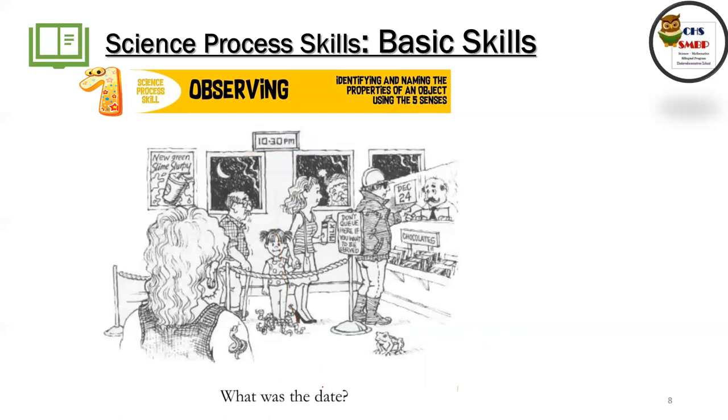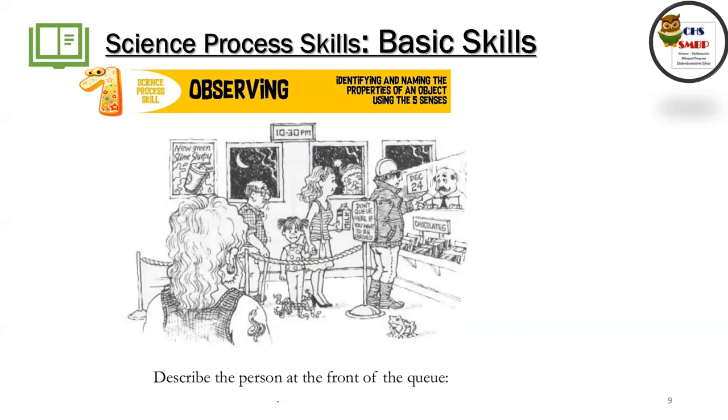And then, what was the date? If you look around the room, then you might see there is a tag for the date. You see, December 24th. And then the next question is, describe the person at the front of the queue. It's a queue, right? Over here, you can see at the front, there is a man, and then in the middle, you see a lady, and just at the end, you see an old man.